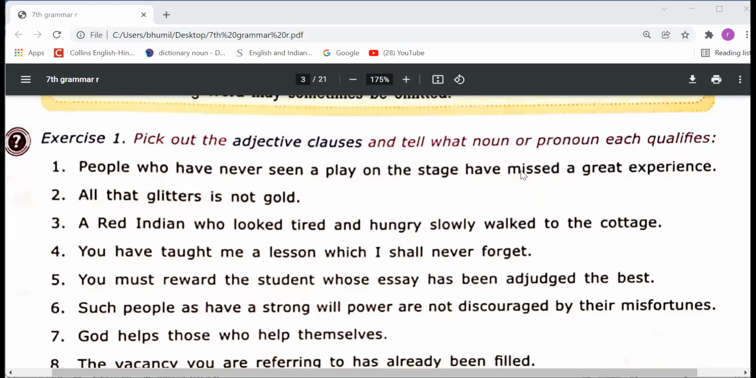Now let's talk about the next sentence. The red Indian who looked tired and hungry slowly walked to the cottage. So what is the adjective clause in this sentence? Who will let me know? Ekansh, you please tell me.